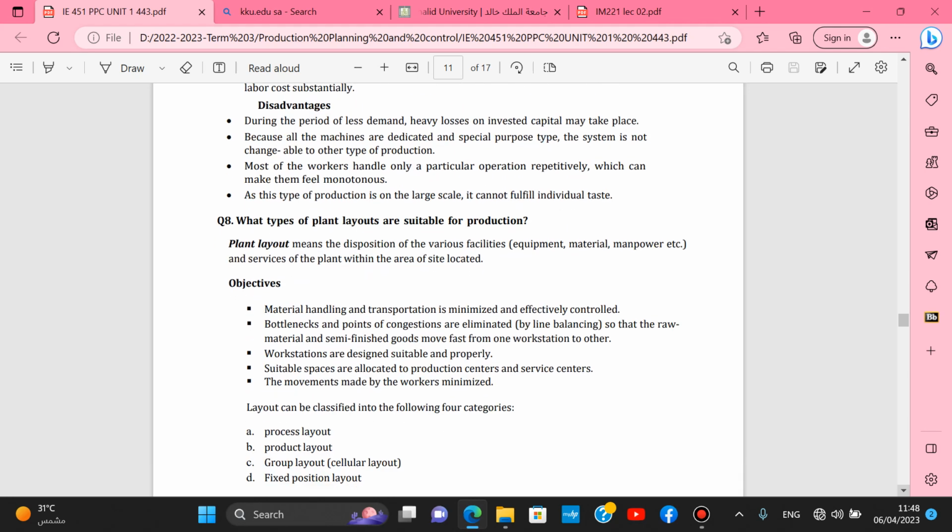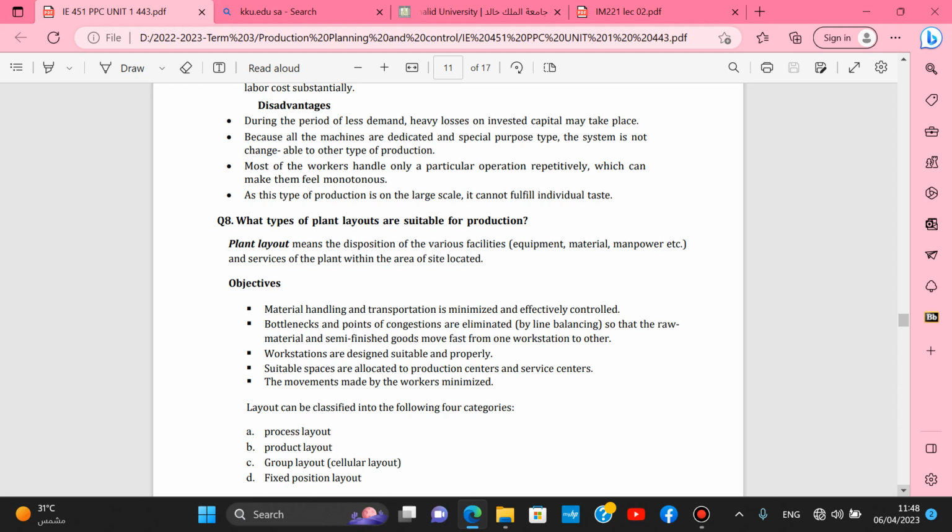What are the objectives of the layout? Material handling and transportation is minimized and effectively controlled. يعني إذا كان نظمنا كويس حسب نوعية الإنتاج اللي عنا نوعية العملية الإنتاجية، فالمانجمنت of material والtransportation رح يكونوا optimized and controlled. رح نتحكموا أكثر في البوتلنكس عنق الزجاج.